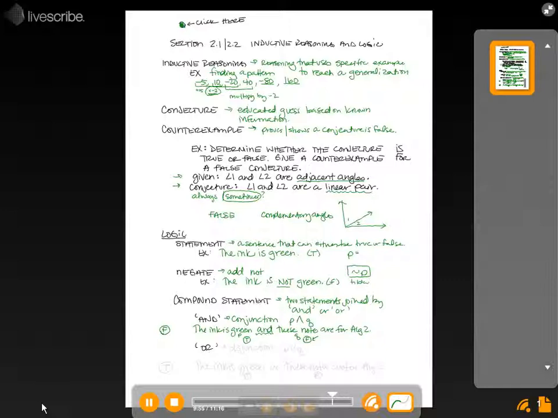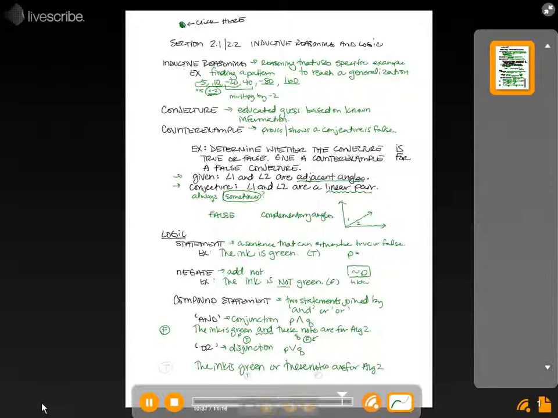Last definition is a compound statement with or. It's called a disjunction. If we want to show that with symbols, P, and we have a downward arrow, Q. All right, P or Q. Again, two statements joined with or. The downward arrow is for or. So let's make this an or problem. Let's say the ink is green, or these notes are for algebra 2.